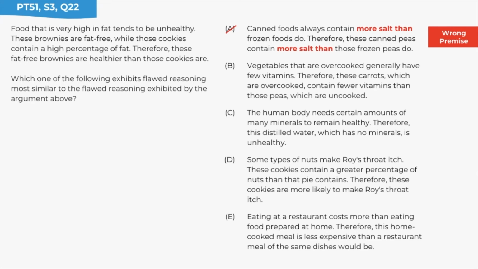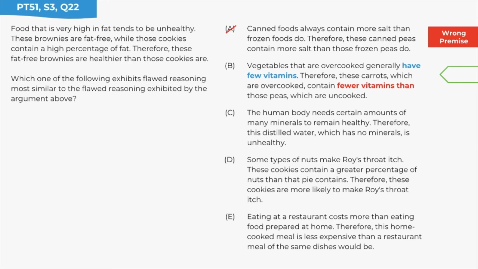And it goes on to conclude that these carrots contain fewer vitamins than those peas. So there's a relative comparison. They give us the statement of fact and then the relative comparison, the statement of fact in the premise and the relative comparison in the conclusion. This looks like a good match. Let's hold on to it and see what we get with the other choices.